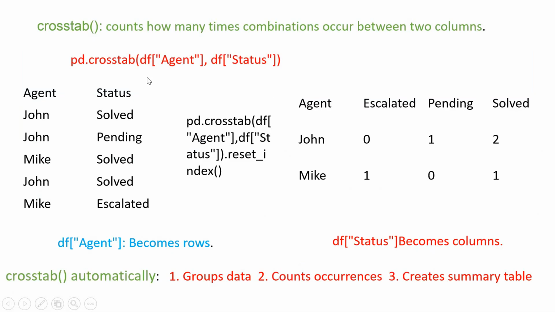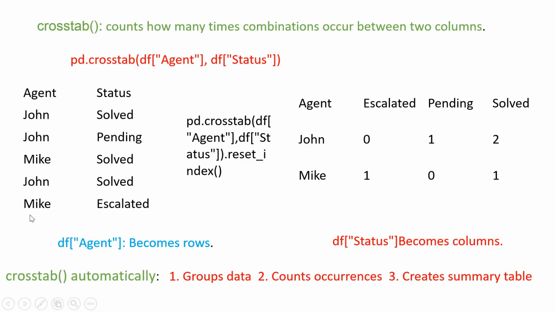Before understanding this, we have to understand the crosstab function, because crosstab will play a very important role here. Crosstab counts how many times a combination occurs between two columns. Here we are passing two arguments inside crosstab, agent and status. Agent becomes the row and status becomes the column. Whichever agent value we have becomes a row. So that is called crosstab, right?